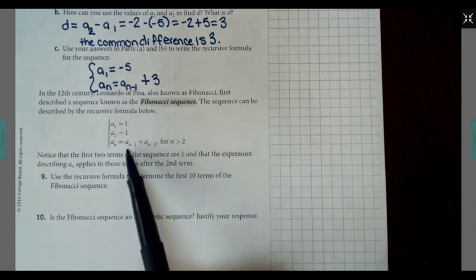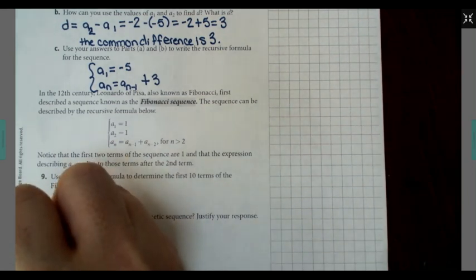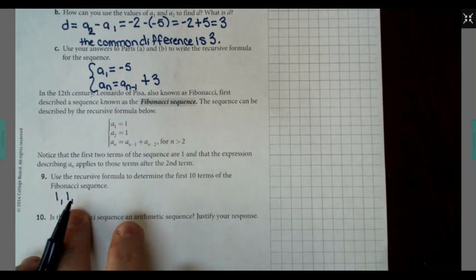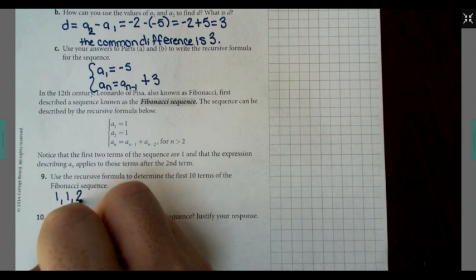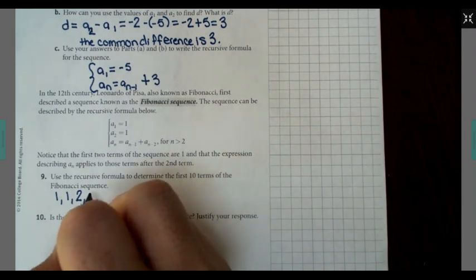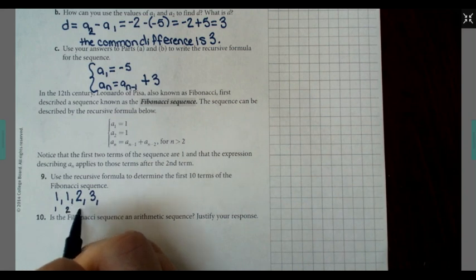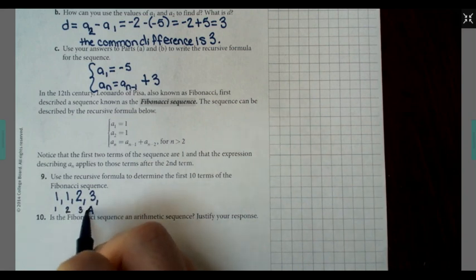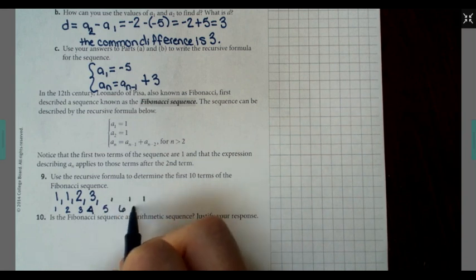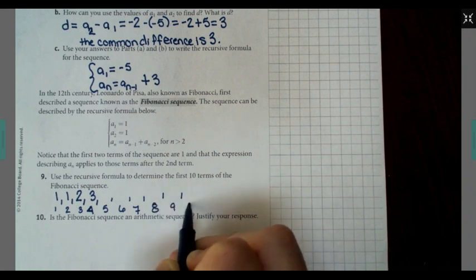So this is basically saying add the term before it and the term before that. So my first term is 1. My second term is 1. And then it says take those two terms and add them together. That's 2. To find the next term, we're going to take these two terms, add them together. So we've got 3. So this is 1, 2, 3, 4. Remember, we're going to 10. So we got 5. We're going to go 6, 7, 8, 9, and 10.